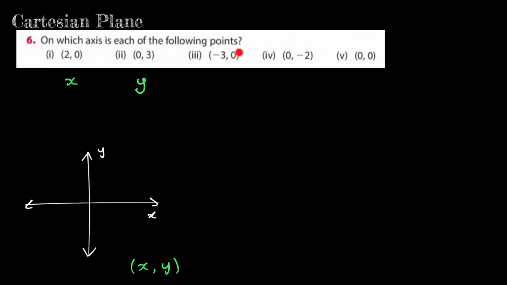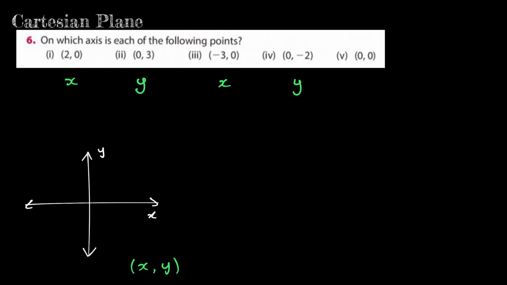The third one, -3, 0. If I go -3 at my x value, that brings me back to around here, and 0, so I don't go up or down, I just stay at that point. So that's on the x-axis. The next one, 0 and -2. If I go to 0 on my x-axis, and if I go -2 on my y, that'll bring me to about there. So I can see that falls on the y-axis.